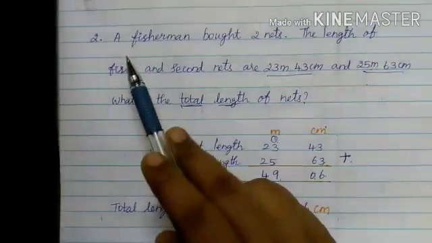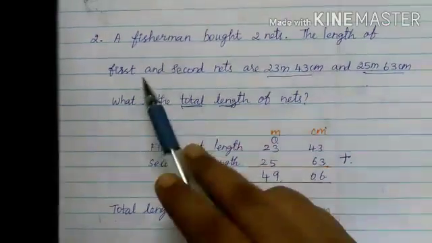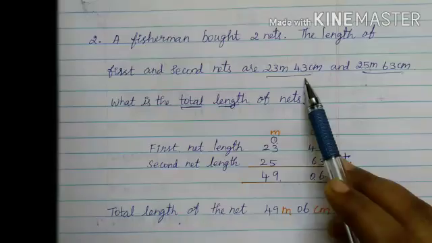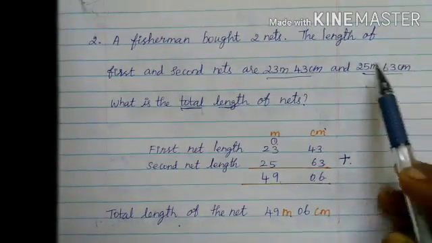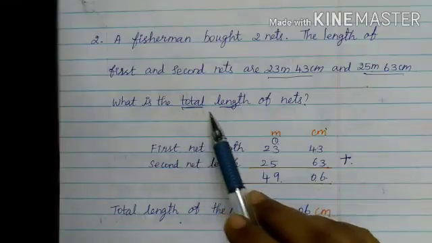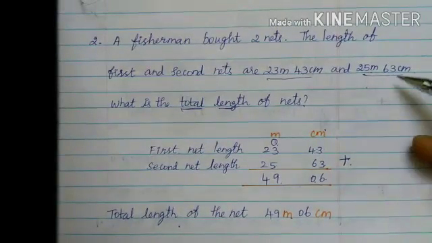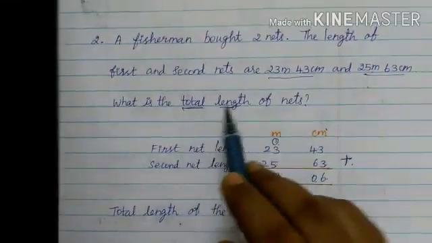This one, second sum. A fisherman bought two nets. The length of the first net and second net: the first one is 23 meter 43 centimeter, then the second one is 25 meter 63 centimeter. So what is the total length of the net? Here two kinds of net are given with their measurements. Then it asks for the total length.